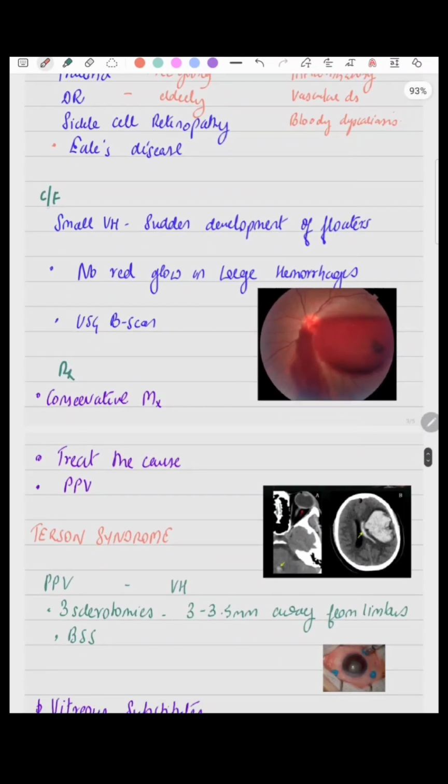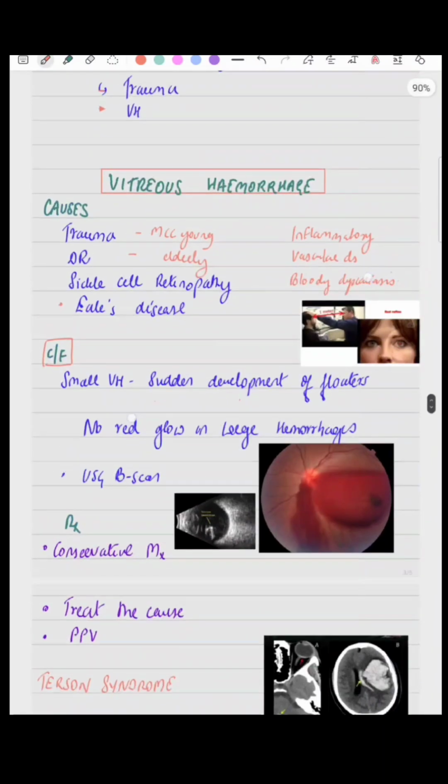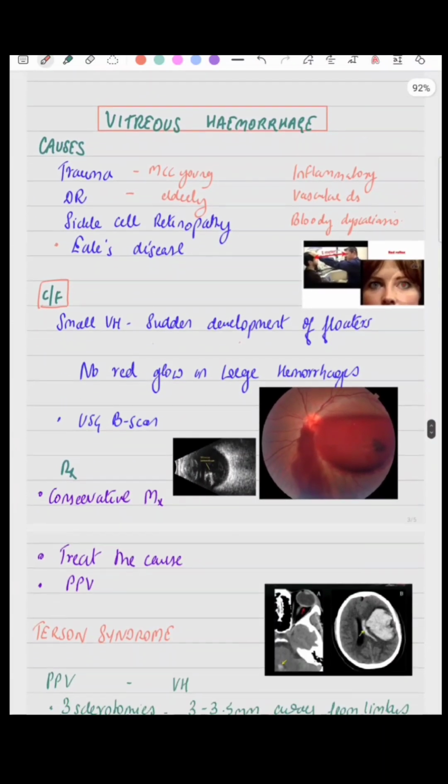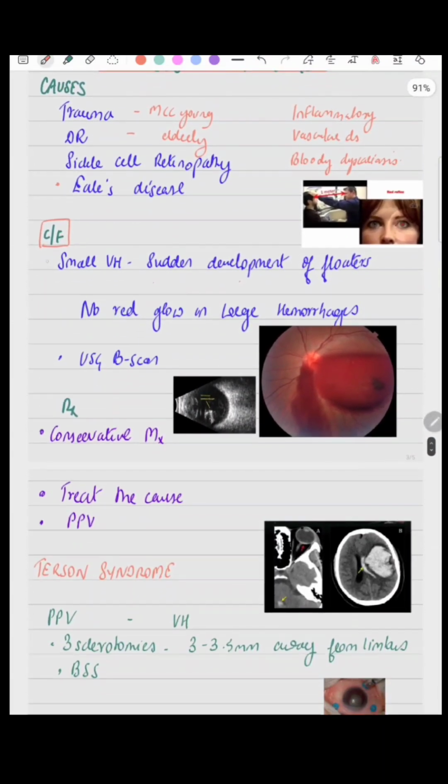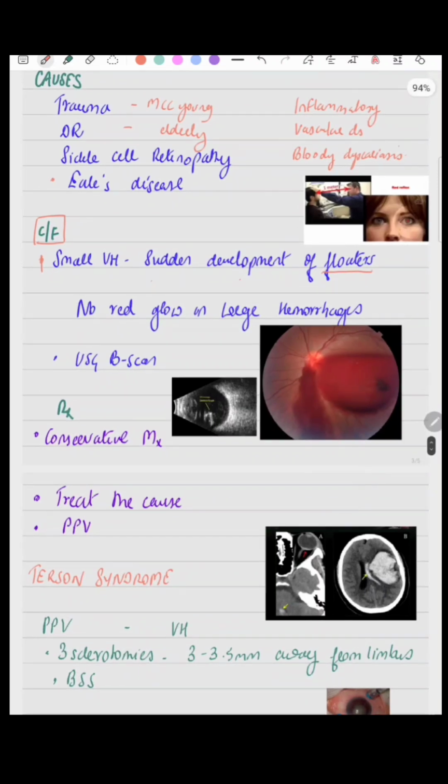Clinical features in vitreous hemorrhage include: a small vitreous hemorrhage usually causes sudden development of floaters. Floaters are black spots in front of the eye, with diffuse blurring of vision. Sudden painless loss of vision is usually seen in massive vitreous hemorrhage.